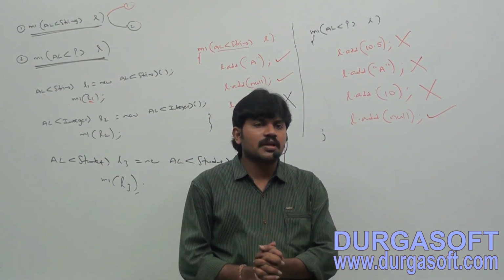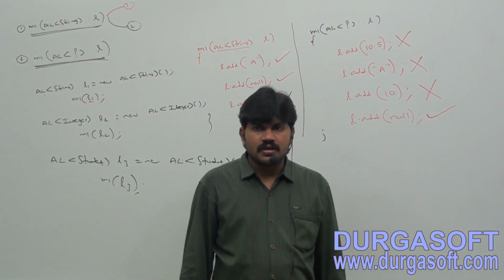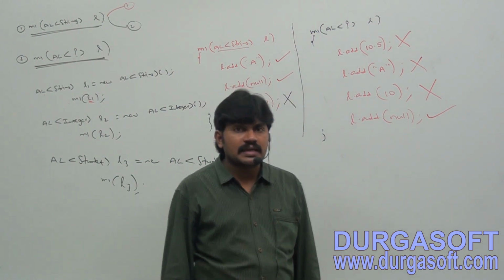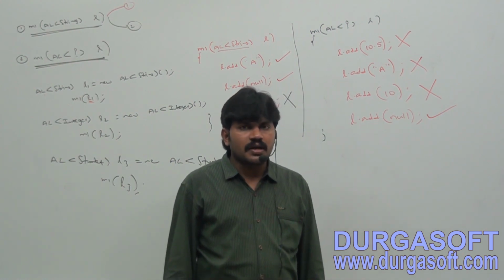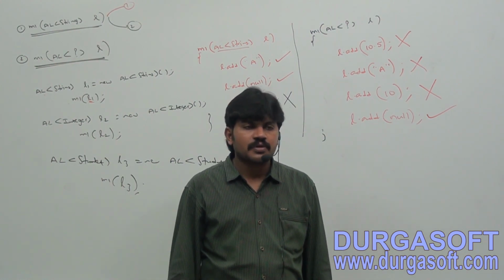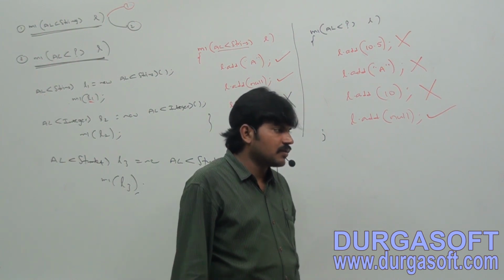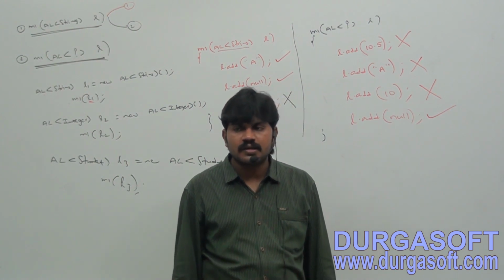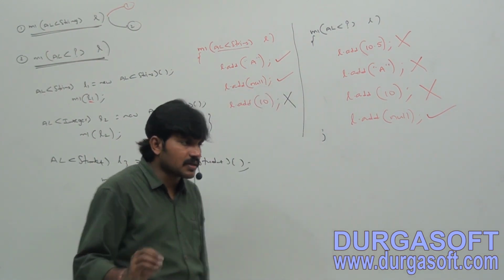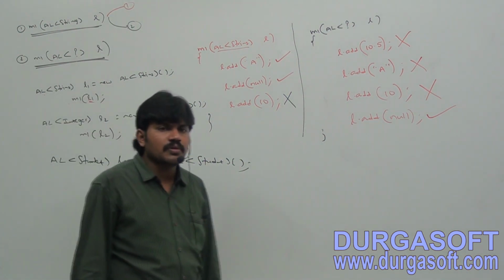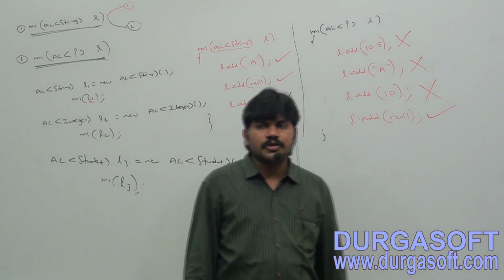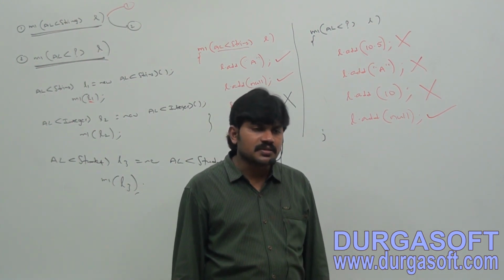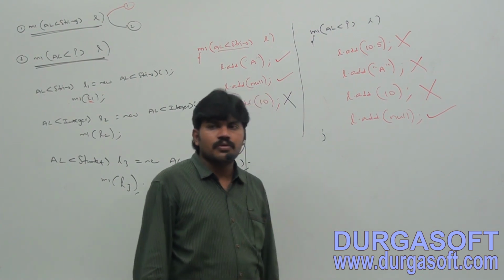But within the method, we can't add anything to the list except a null, because we don't know the type exactly.